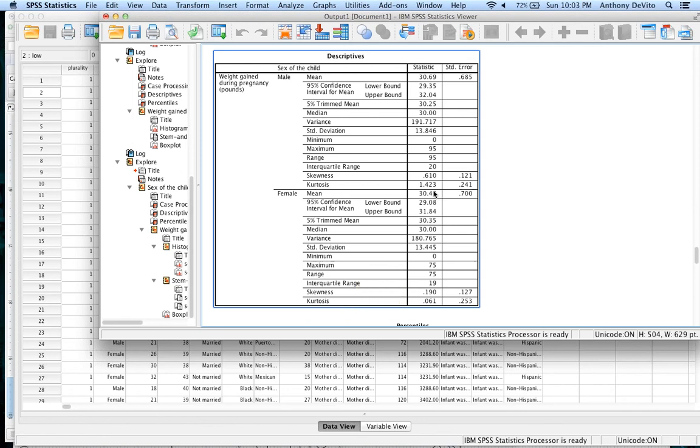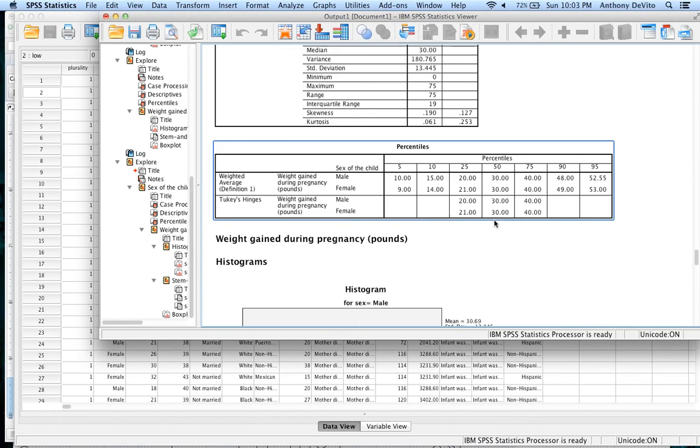Now, even if there is a statistically significant difference, it doesn't mean that the difference is clinically significant, right? Would you guys say that that's clinically significant, the difference between those two weights? I don't think so, right? The difference is so tiny that I don't think it makes much difference. There really isn't a practical difference in weight gain for female versus male babies in this study. Okay, so that's how we would do that.